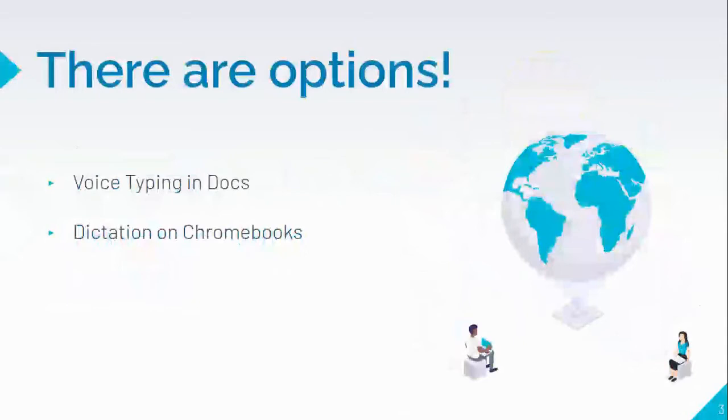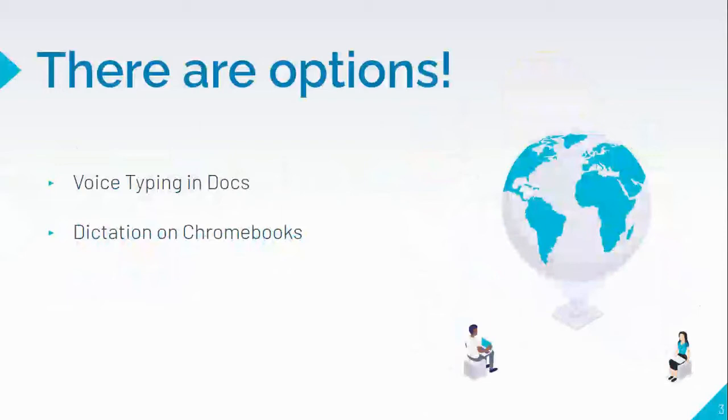In this video, we're going to talk about two specific options for speech to text. The first is the voice typing feature that is built into Google Docs. The second is the dictation accessibility feature that is available on our Chromebooks, which will work in any application that gives your students an active field where they could type. Instead of typing, they're going to be able to talk and have their words typed out for them.